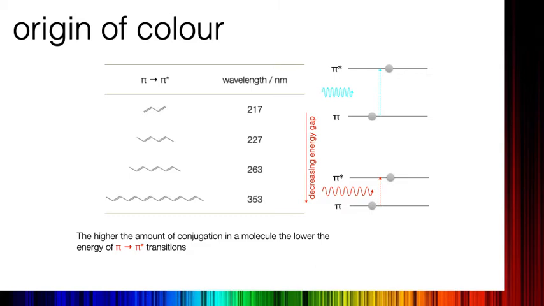I can move between different energy levels, and this is me moving between pi bonding orbitals and pi star antibonding orbitals. I can see as I increase this chain length of single bond double bond pattern, which is called conjugation, I increase the wavelength or decrease the energy gap between my ground and my first excited state.